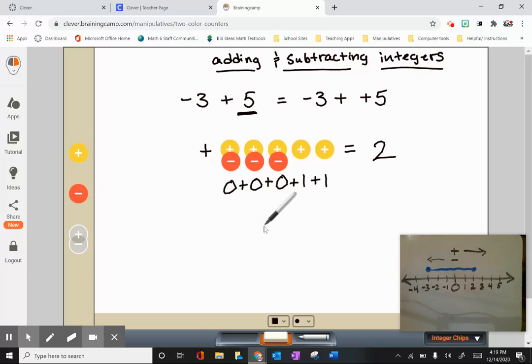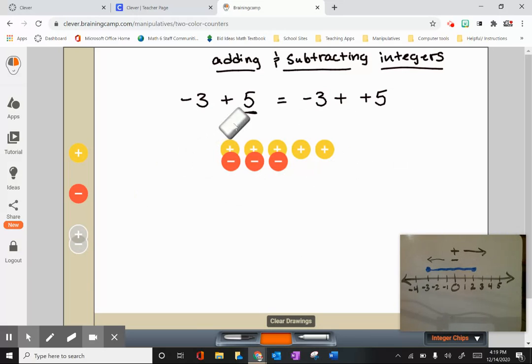Let's try one that's a little bit more complicated here. If that makes sense. You can always pause and go back if you wanted to take a little bit more time to look at these.